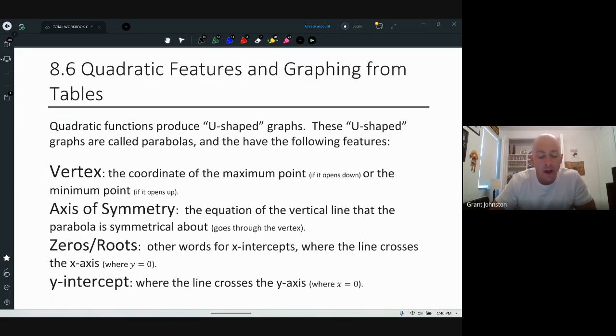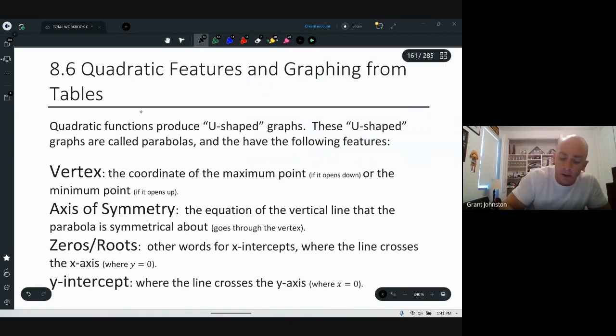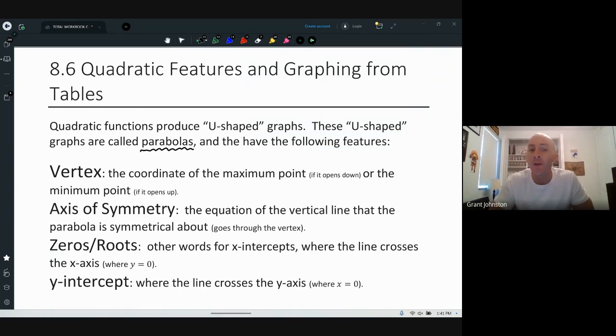So here it says, quadratic functions, one of these x squared functions, produce U-shaped graphs. If you look at my hands, they're going to look like a U. They're a U-shaped graph, whether they open up like this or open down like this. A right side up U, or maybe an upside down U where it opens down. These U-shaped graphs are called parabolas. Okay, so that's how you say this word. They're called parabolas, and they have the following features.